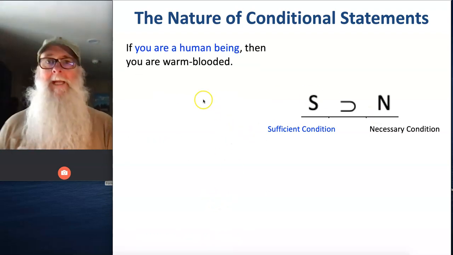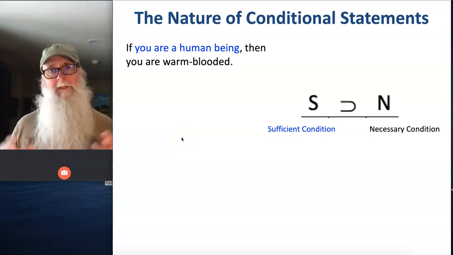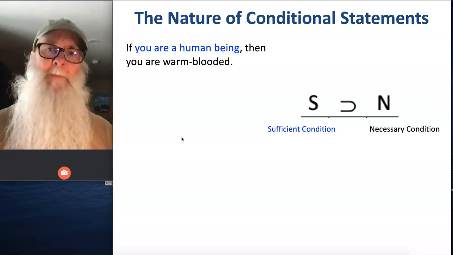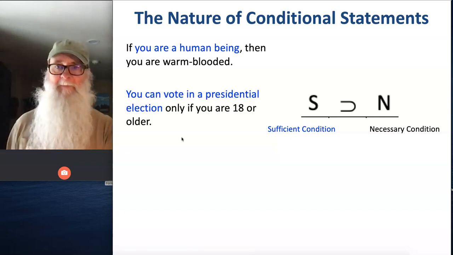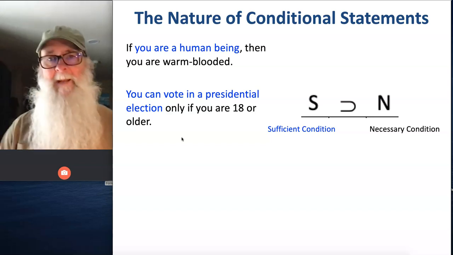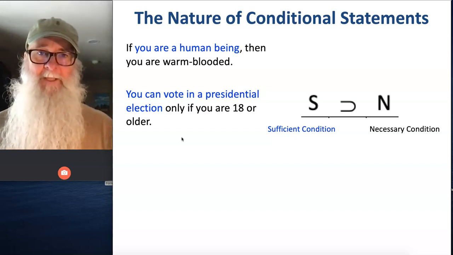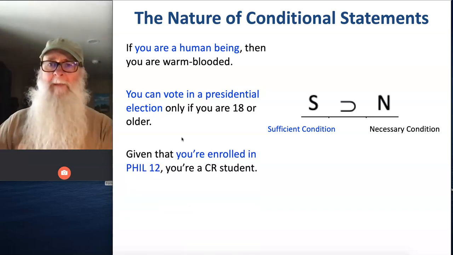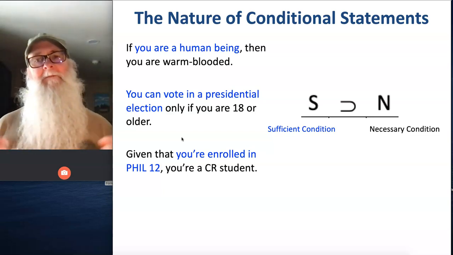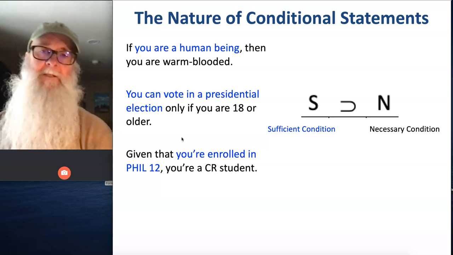So, if I know you're a human being, then I know you're warm-blooded. That knowledge that you're a human being, that set of conditions, is sufficient for me to know that you are warm-blooded. You being a human being implies you're a warm-blooded creature, okay? If you can vote in a presidential election, I know you're 18, because being able to vote in a presidential election is a sufficient condition for being 18. If you're enrolled in Phil 12, I know you're a CR student, because being enrolled in Phil 12 is a sufficient condition to indicate that you're a CR student, a coexisting set of conditions, okay?